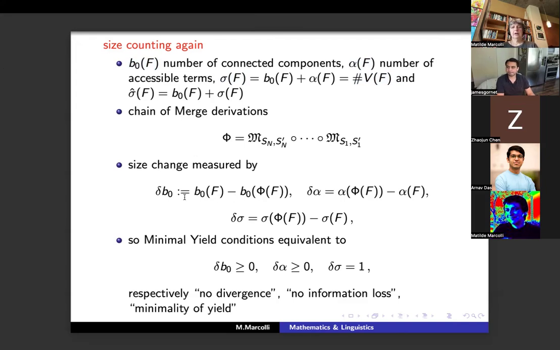And I want to look at the resulting effects. After one or more applications of merge on a workspace, I want to see how these three quantities have changed as a result. So this minimal yield condition that I talked about a while back was designed to make sure that the size of the workspace doesn't explode along the derivation.